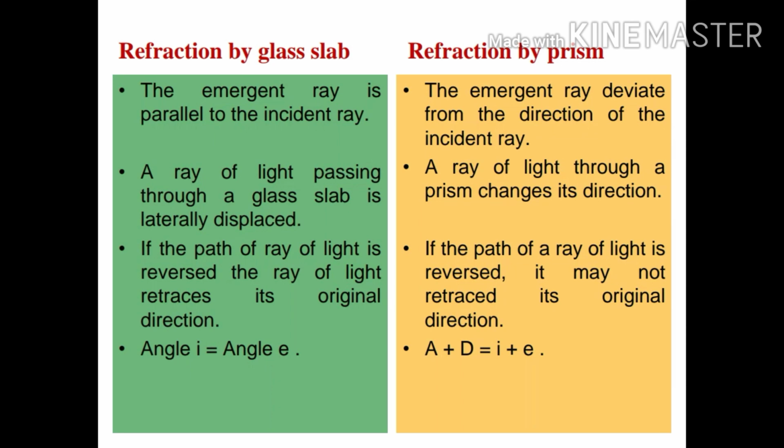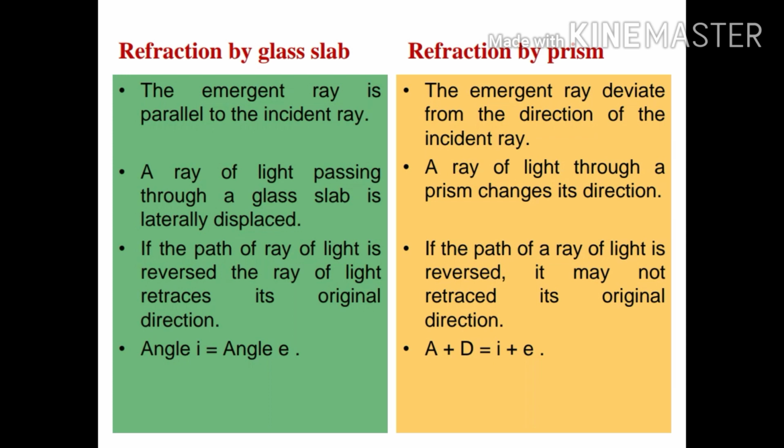In this case, the emergent ray is not parallel to the incident ray and angle I is not equal to angle E. Yes, it can be, but in one situation only. In case of a glass prism, angle I is equal to angle E only in the position of minimum deviation.